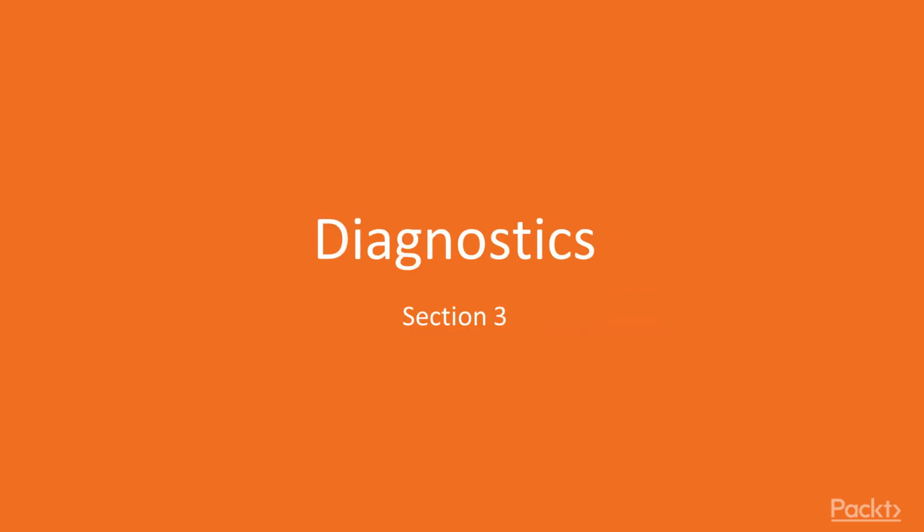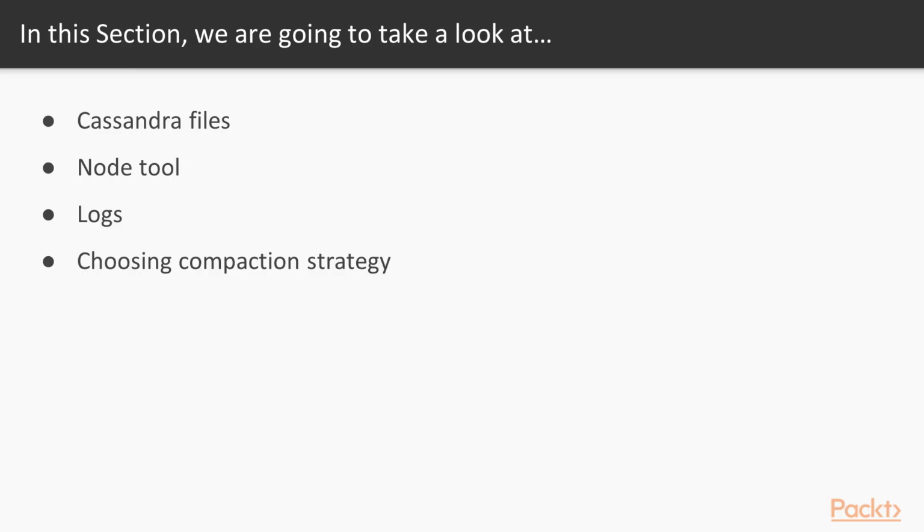Welcome to the third section of the Apache Cassandra course, and in this section we'll be looking at the topic of diagnostics of our Cassandra database. We will be trying to understand Cassandra files and how Cassandra is storing data on disk. Then we'll be using nodetool to examine various performance metrics. Next we'll be looking at the logs that Cassandra is producing. And at the end we'll be choosing a proper compaction strategy.